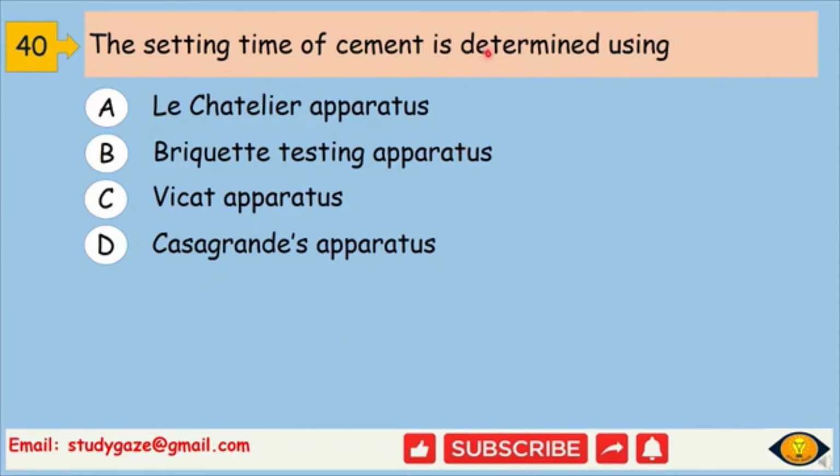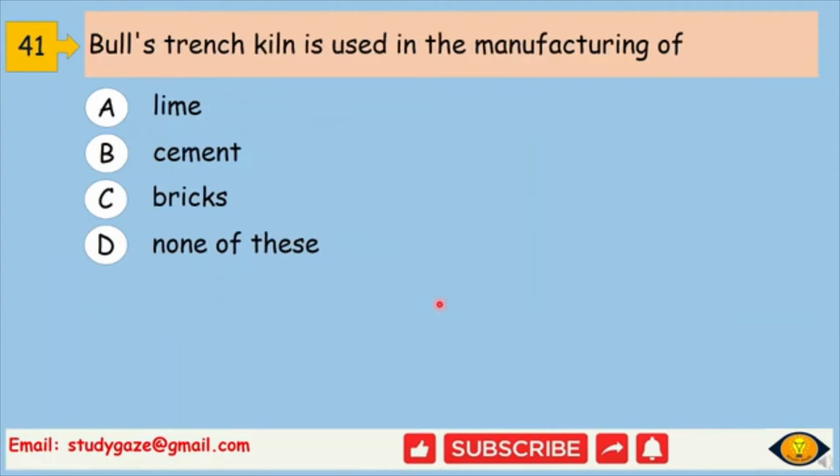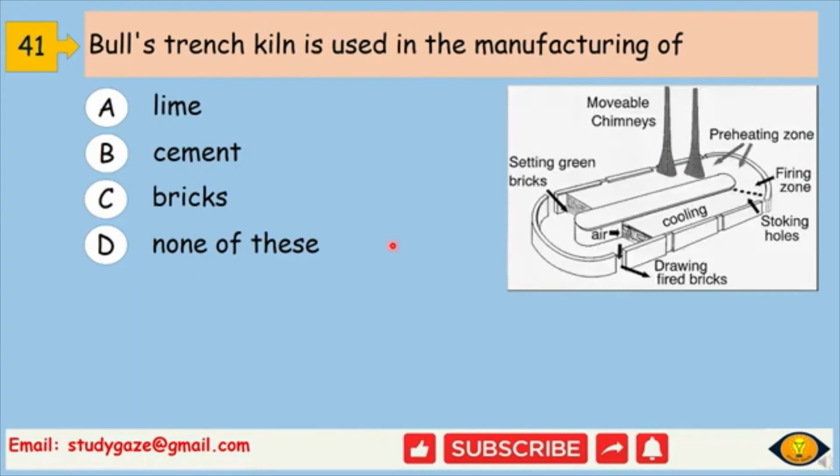40. The setting time of cement is determined using Le Chatelier apparatus, briquette testing apparatus, Vicat apparatus, Casagrande apparatus. The answer will be C. Vicat apparatus. 41. Bull's trench kiln is used in the manufacturing of lime, cement, brick, none of these. Answer will be C. Bricks.